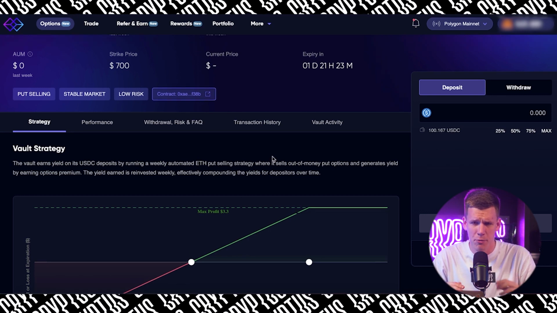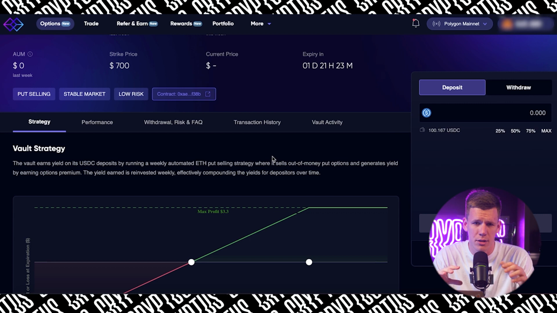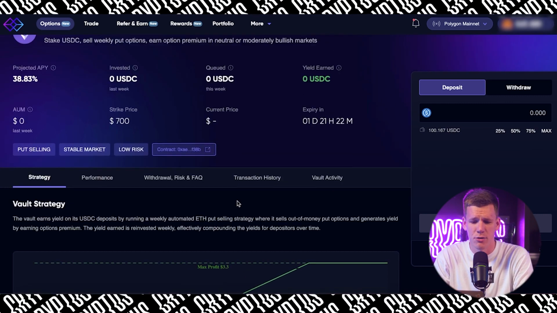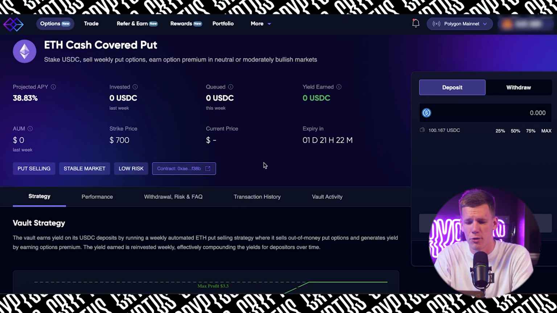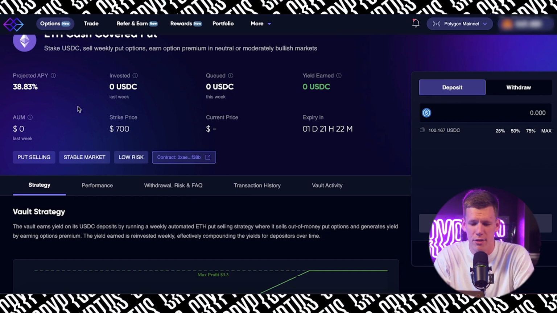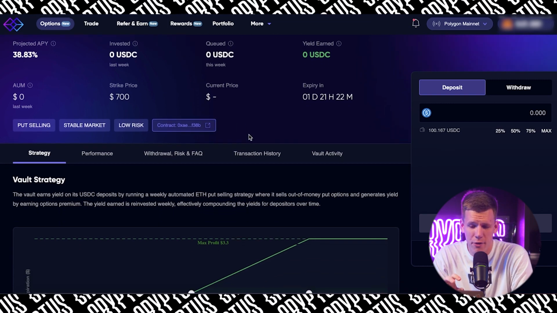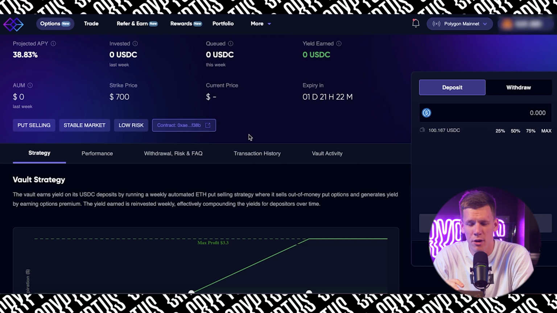And because the gap between the current price and the strike price is really high, even for crypto, the profit is not as high. So these are more the safer vaults that are launched right now. This is why it's only like 38%. This means, again, if Ethereum is over $700, we don't lose anything.